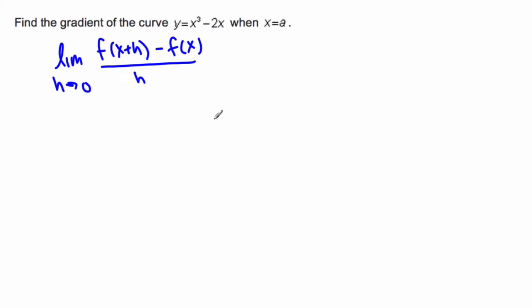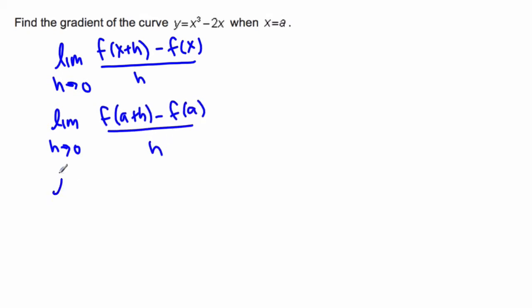Okay, so that's the definition of derivative, which is basically the slope for 2 points that are infinitely close together on the same curve. So let's go ahead and substitute in a. We want to know at x equals a. So the limit as h approaches 0 of f of a plus h minus f of a all over h.